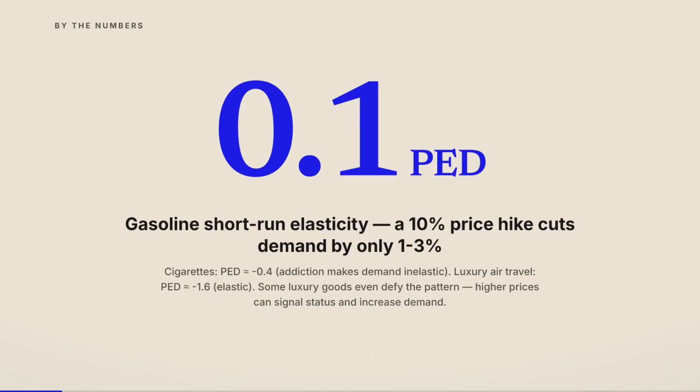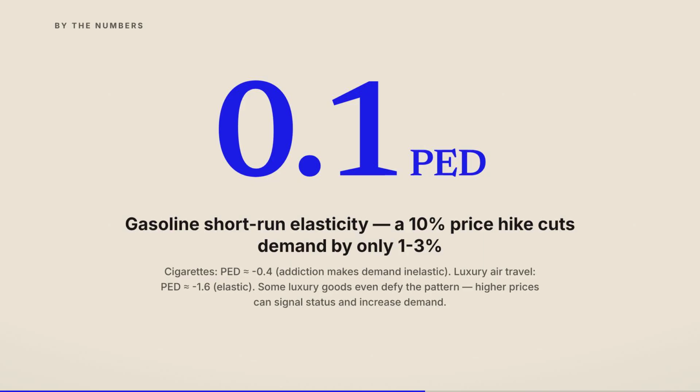Gasoline is a textbook inelastic good. When prices spiked in the 2000s, consumption barely dropped in the short run because people still needed to drive to work. Studies estimate short-run PED for gasoline at around negative 0.1 to negative 0.3. That means a 10% price increase only reduces quantity demanded by 1 to 3%. Cigarettes are even more inelastic because of addiction. PED around negative 0.4. Governments tax them heavily, knowing demand will not collapse.